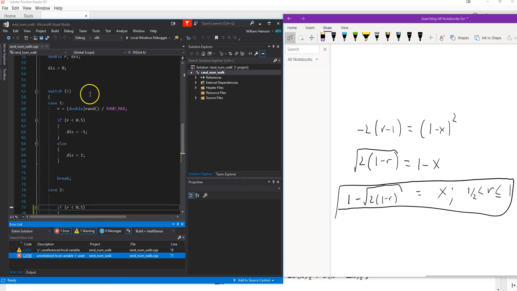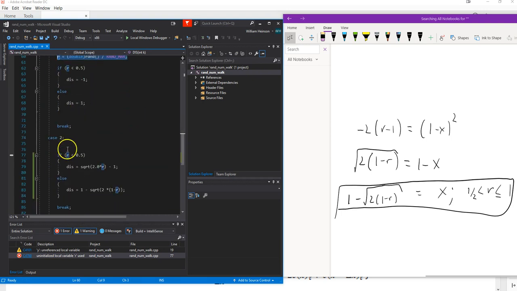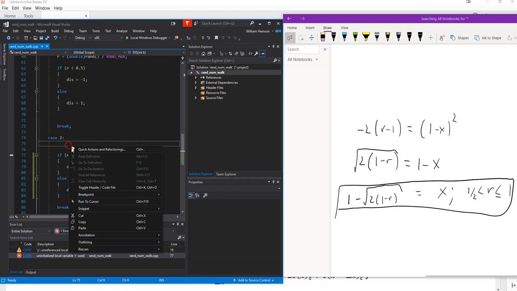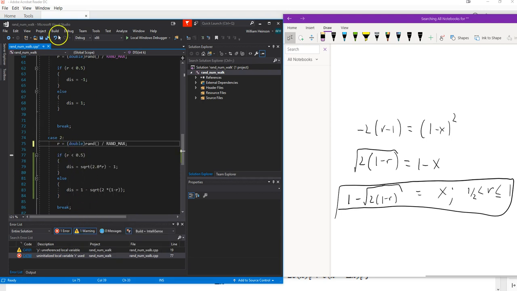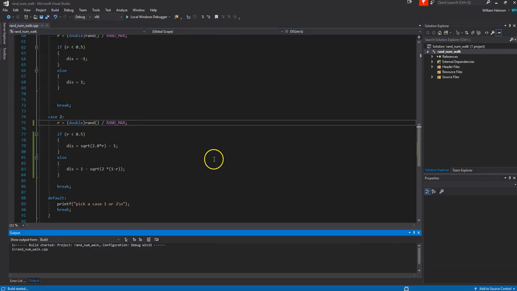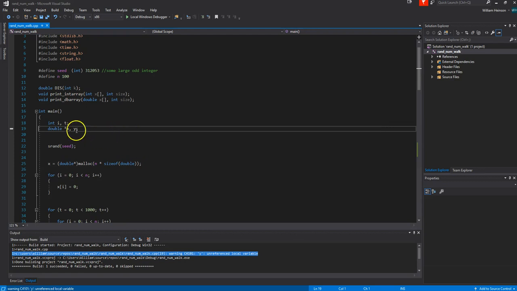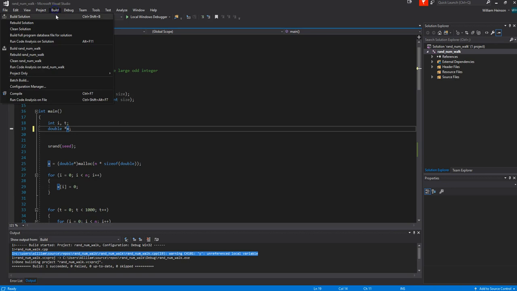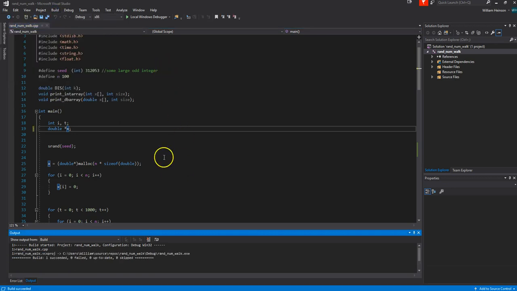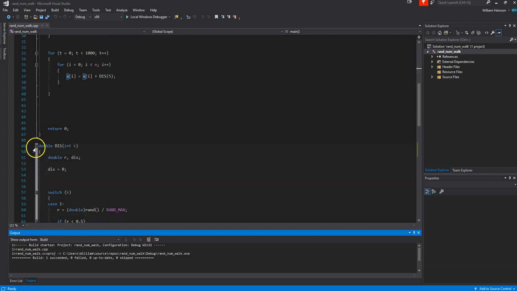Oh, yep, I actually have to call r. Good job. Yeah. See, I'd have to actually call an r. I call it in case 1, but I didn't call it in case 2. Okay, it's giving me a warning about a y as an unreferenced variable. That means I don't use it, so I can just get rid of that. Okay, let's go back to our main. So there's where all the motion happens.